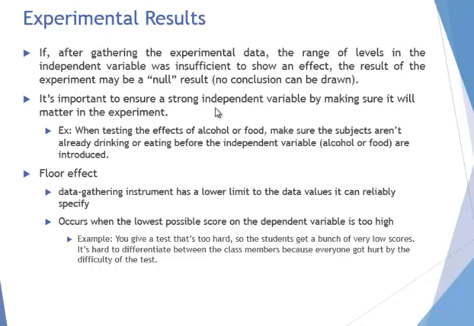It's important to ensure a strong independent variable by making sure that it will matter in the experiments. So for example, if you're testing the effect of alcohol or food on some person's activity, make sure the person isn't already drinking. I mean, if you're going to test the effect of alcohol on somebody's driving, and the person drinks before they come to the office, before they come to the lab, well, then they may have already been affected before it started.